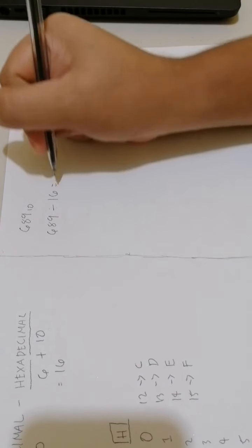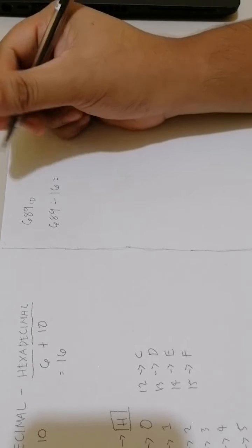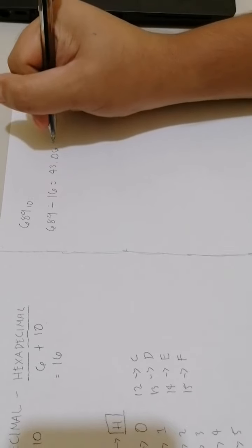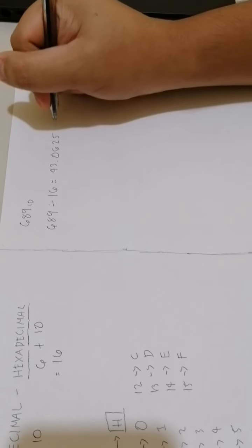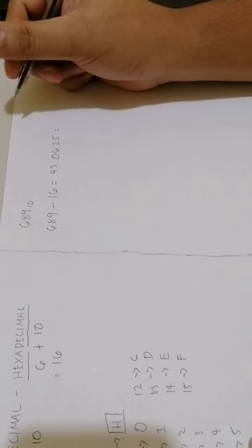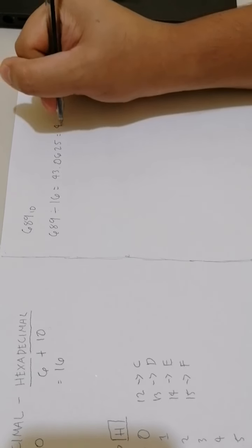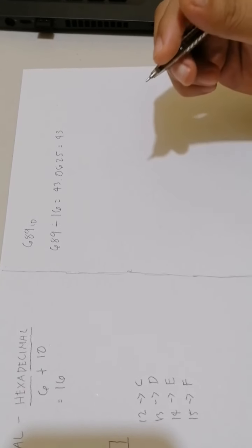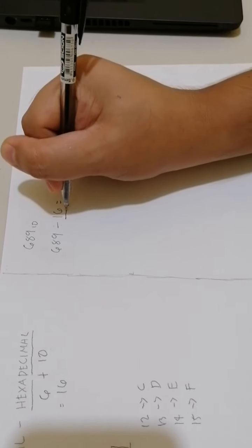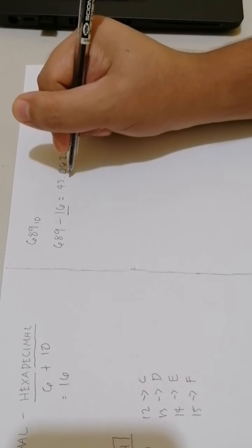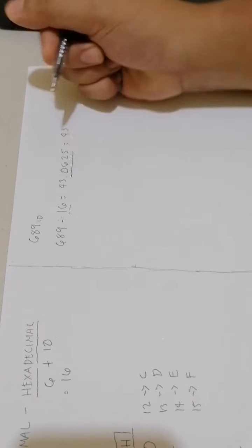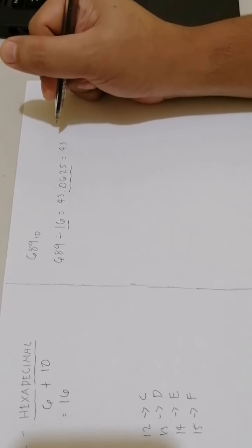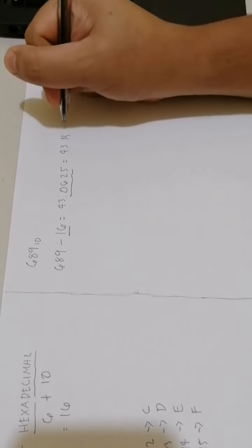So 689 divided by 16 is equal to 43.0625. So here we have an integer of 43. And then we need to find a remainder. To find a remainder, multiply 16 by 0.0625. So 16 times 0.0625 is equal to remainder 1.